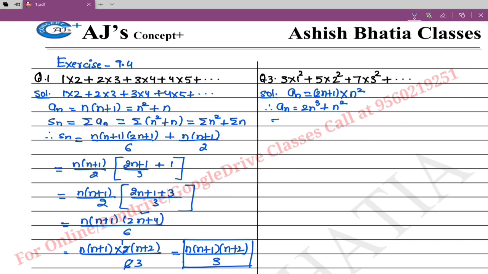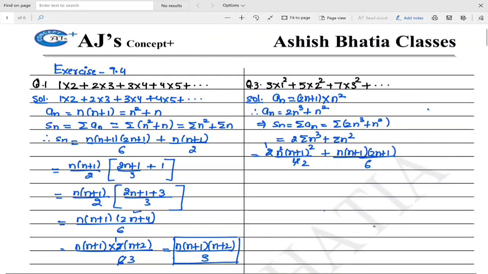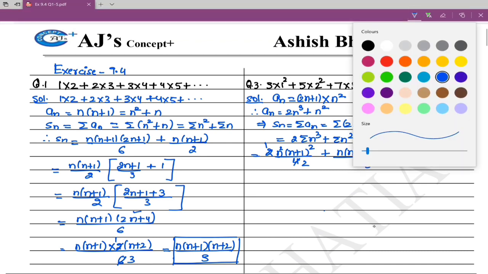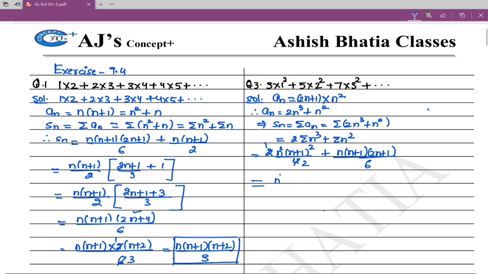So that implies Sn will be again equal to summation an, which will be equal to summation 2n cube plus n square, which will be equal to twice summation of n cube plus summation of n square. The next step would be equal to n square into n plus 1 whole square by 2 plus n into n plus 1 into 2n plus 1 whole divided by 6.